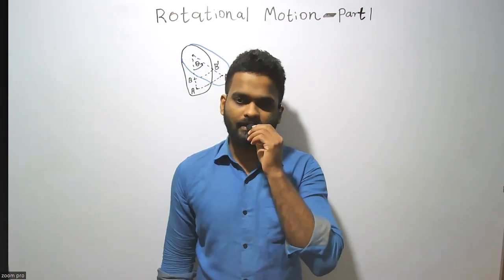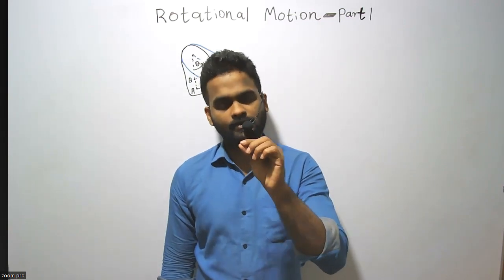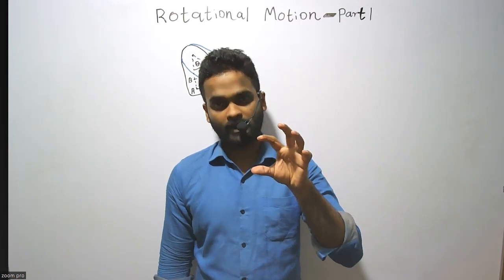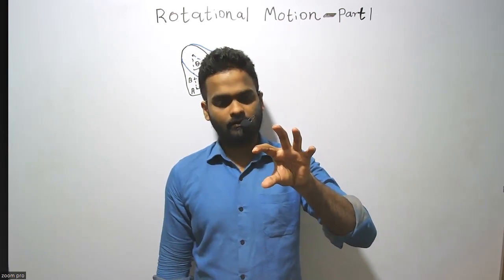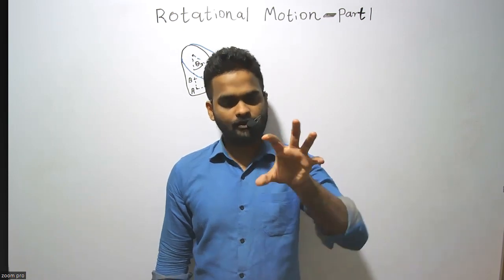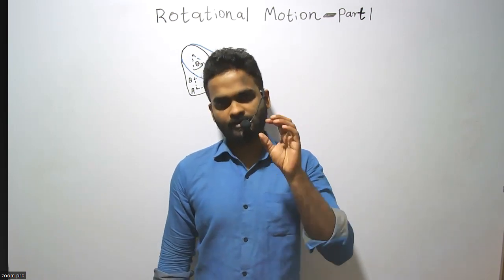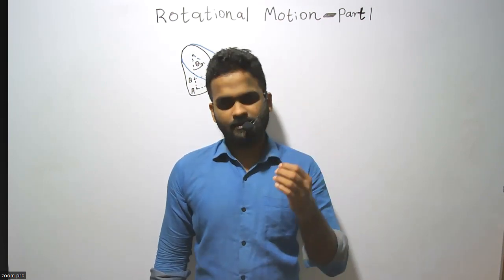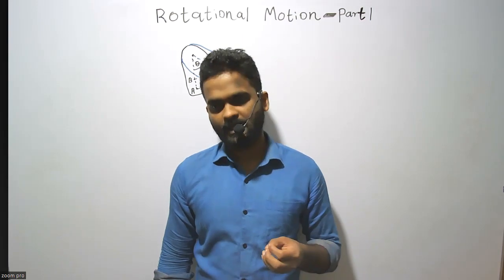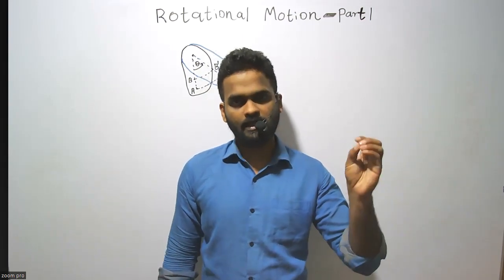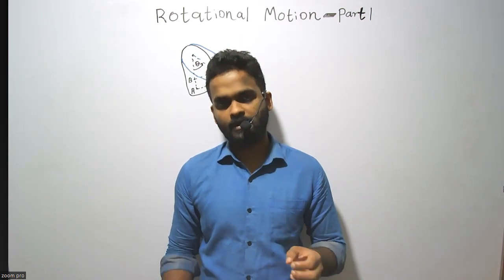The only difference is in linear motion it is moving in a straight line, but for this rotational motion the objects are rotating around a rotational axis. So once you define those angular displacements, angular velocities, then they are going to behave similar to linear motion equations, right?